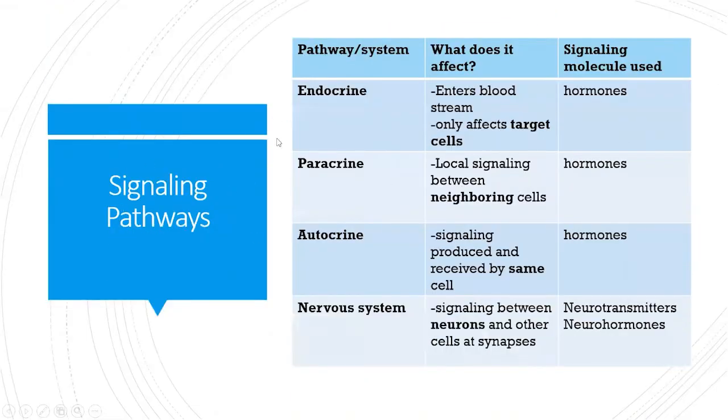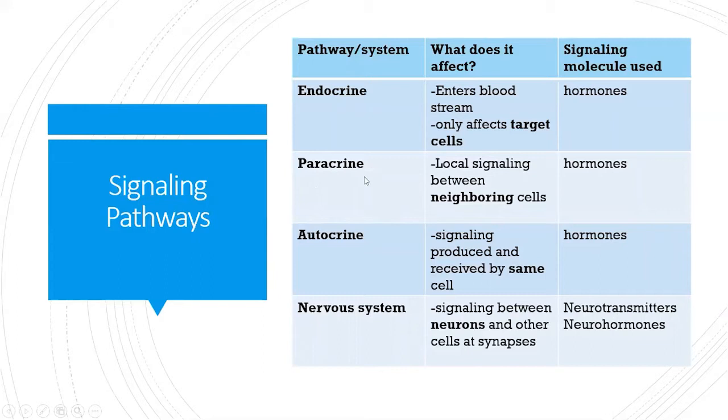Signaling pathways. There's 4 pathways that you need to be very familiar with. So you have the endocrine pathway, which is where there's specialized glands that produce hormones to reach target cells by going through the bloodstream. And this is a long distance type of signaling. We'll talk more about it in the next slide.